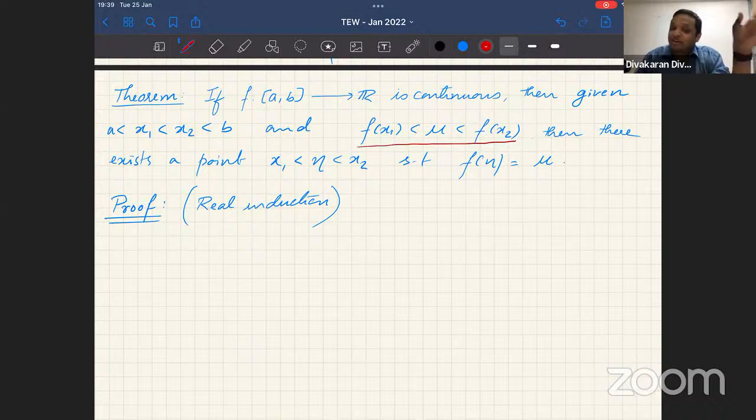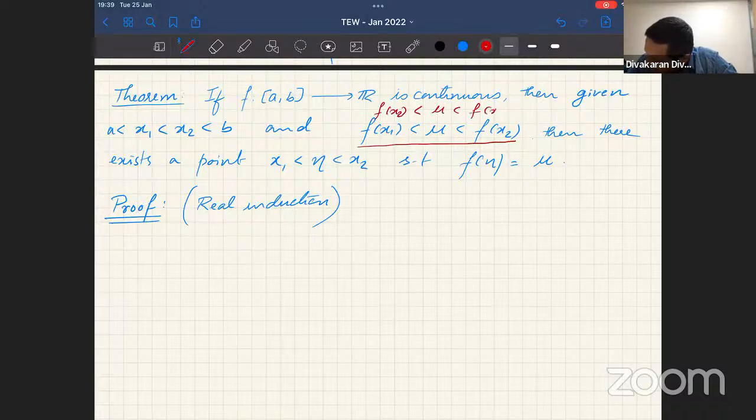This is not always true. Sometimes f of x1 can be greater than f of x2 also, but the proof will be similar, so that is why this assumption is fine. If you take a value between f of x1 and f of x2, then something happens. That is the actual statement. But here we are assuming that f of x1 is less than f of x2. So there are two options. It can also happen that mu is between f of x2 and f of x1, right? So f of x2 is less than mu is less than f of x1.